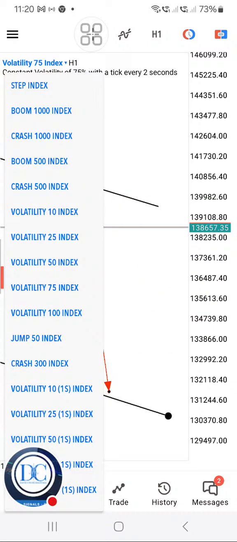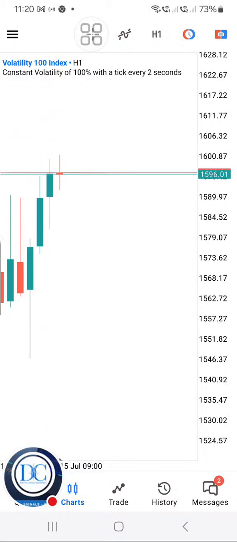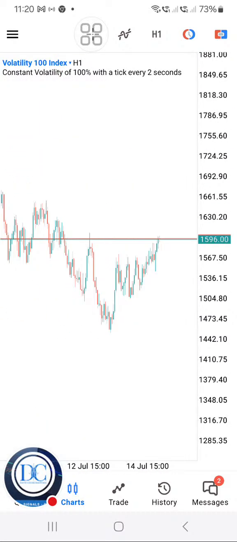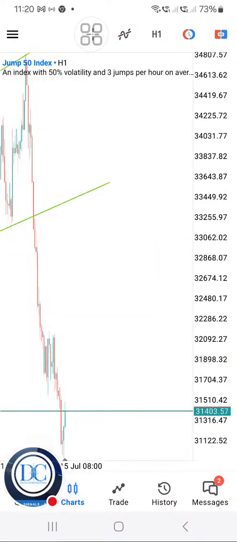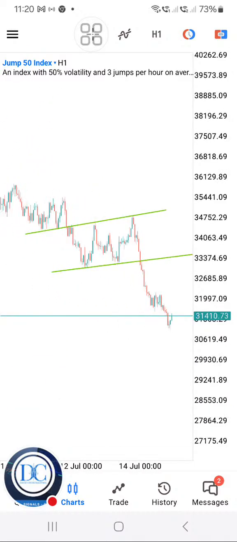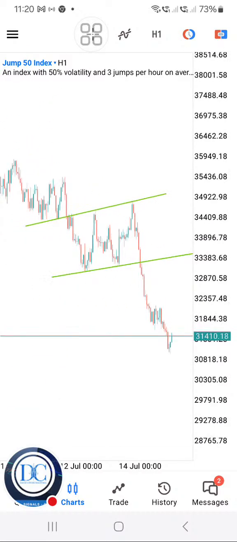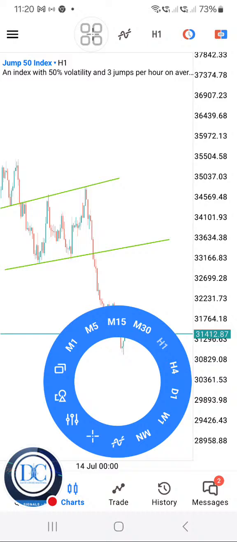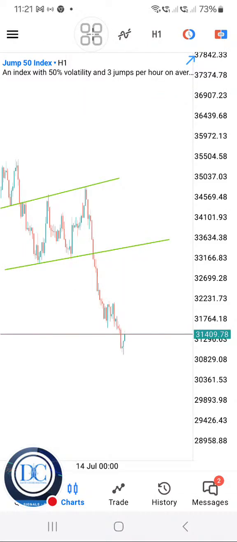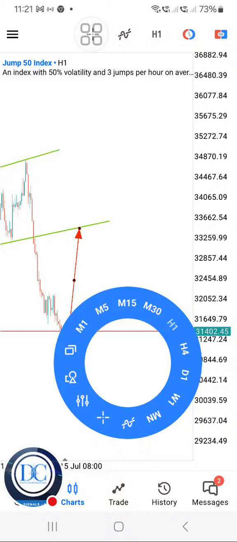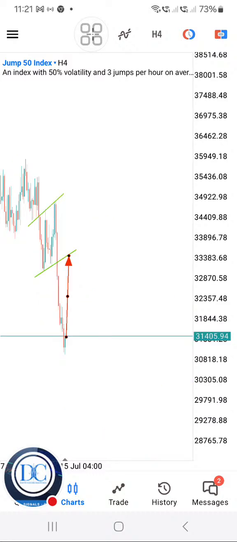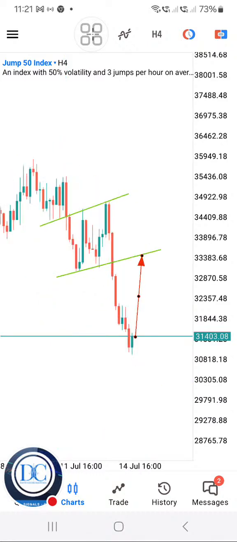Let's look at the next asset. We have volatility 100. There's nothing for volatility 100. Jump 50. Okay, this one, there was a flag pattern. Price broke from the flag pattern. So we're waiting for price to push up here, and then we can look for a selling opportunity. But it seems like price is just dropping. Price forgot to make a retest.